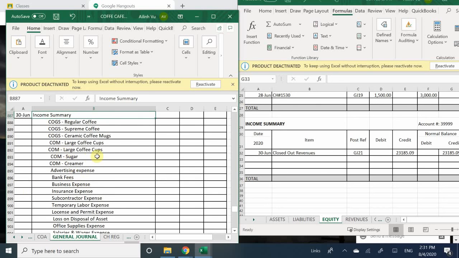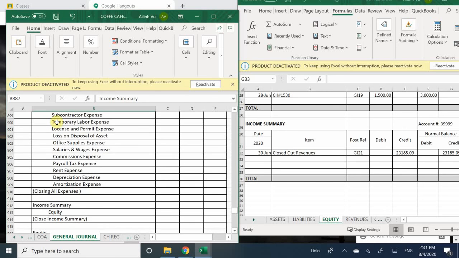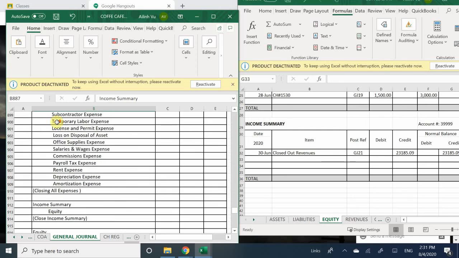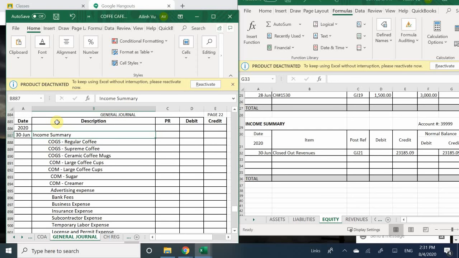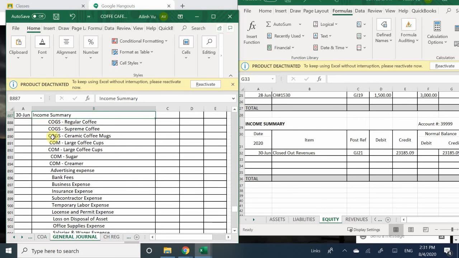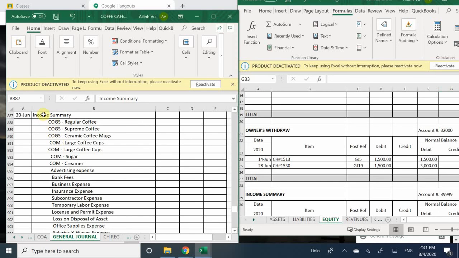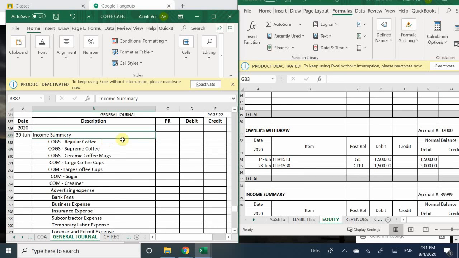Okay, and let me see. Let me just make sure that these expenses don't have debit balances. I don't think any of them do. Generally, they don't because not many of them have contra accounts. I think they all look good. So again, you're going to go through every single account on here to get a sum number for your income summary.